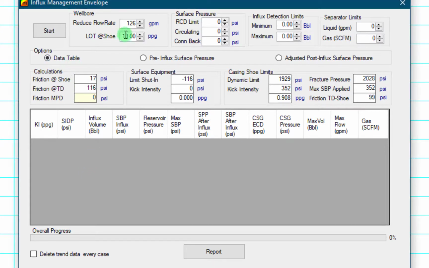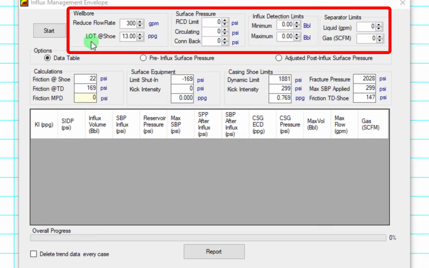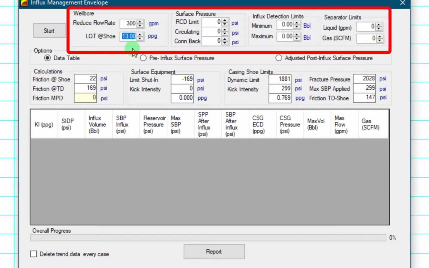Now that we have the IME open, we can begin entering our parameters for the IME. We can start with the wellbore flow rate that we want to circulate this gas kick at. So we can say 300 gallons per minute for this case. And then we can change the LOT pressure to 13.5 pounds per gallon. And then RCD limit, for this case, I'll start with 1200 PSI.